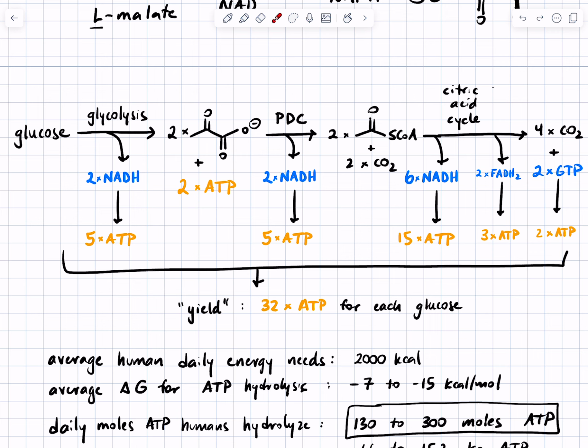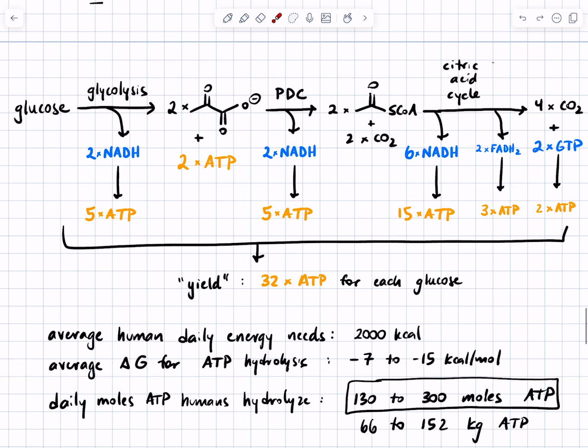10 to the 26, roughly, molecules. So that's an astounding number of ATP molecules. That ends up being 66 to 152 kilograms of ATP. Now, let's put that in perspective. The average human weighs maybe in the 80s kilograms, and there's a plus or minus. I'm obviously on the plus side of the standard deviation.